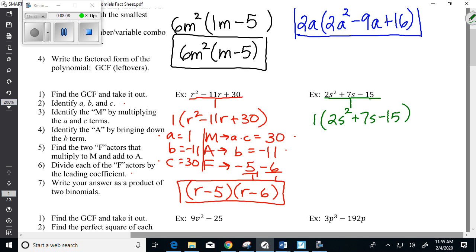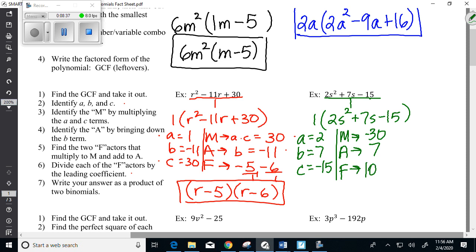Now we go to work. A is equal to 2, B is equal to 7, C is equal to negative 15. So to get your M value, 2 times negative 15 is negative 30. Your add value is simply taking 7 and moving it over. So you need 2 numbers that multiply to negative 30 and add up to a positive 7. The only 2 numbers that would work in this case are positive 10 and negative 3.